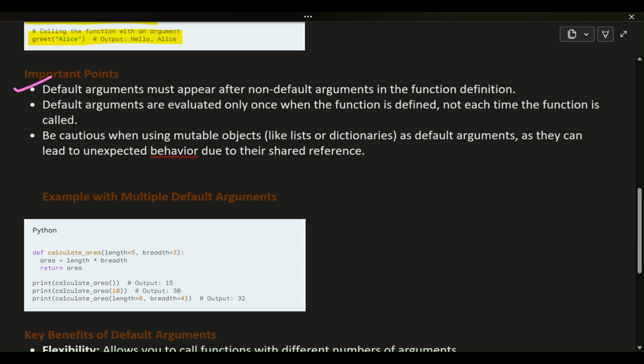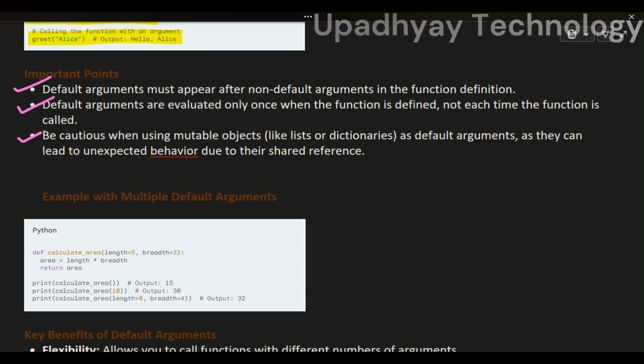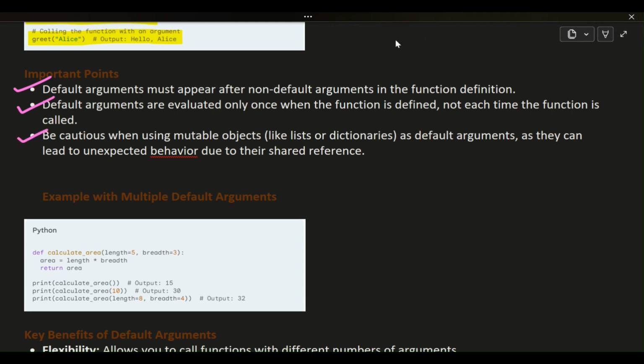Important points. Default arguments must appear after non-default arguments in the function definition. Default arguments are evaluated only once when the function is defined, not each time the function is called. Be cautious when using mutable objects, like lists or dictionaries, as default arguments, as they can lead to unexpected behavior due to their shared reference.